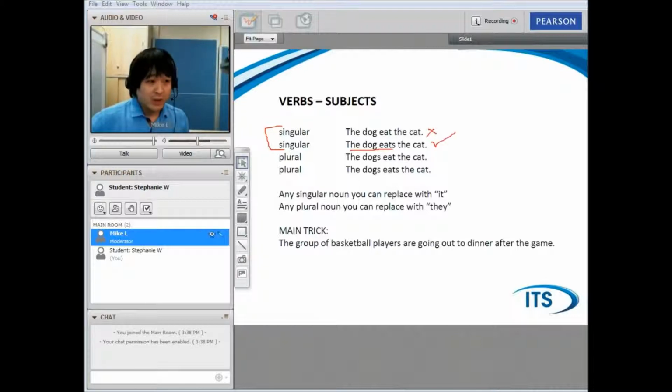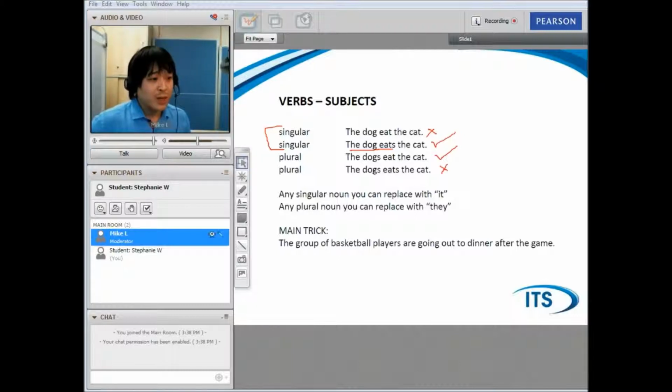When the subject is plural, like the dogs, we can replace that subject with "they." And we know that "they eat the cat" versus "they eats the cat": the second one is incorrect. This is something that you already know from English class. Now, in the SAT, there's one major trick.